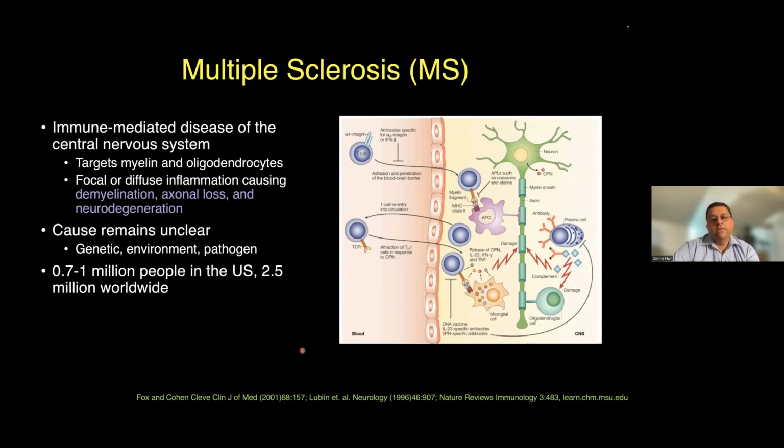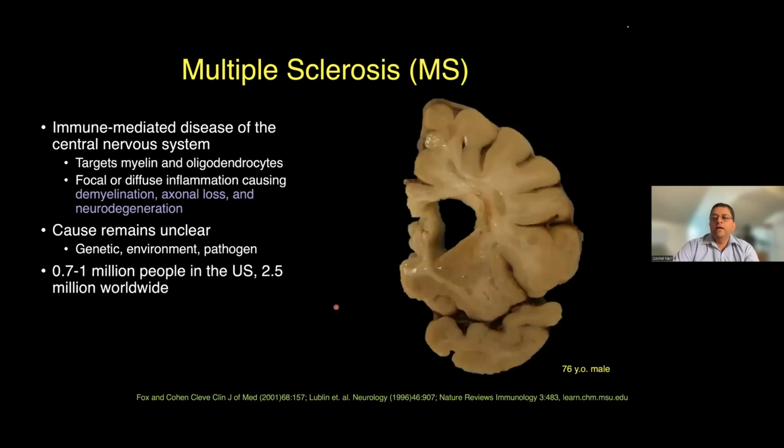There is a slight preponderance of MS in families. There is a higher incidence of MS in northern latitudes, and various pathogens are implicated, like EBV, or Epstein-Barr virus. But it is really not pinned down. Suffice it to say that about 1 million people in the US, and 2.5 million people worldwide, are affected by it, and this is what it looks like.